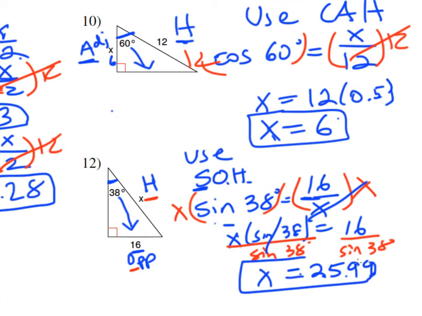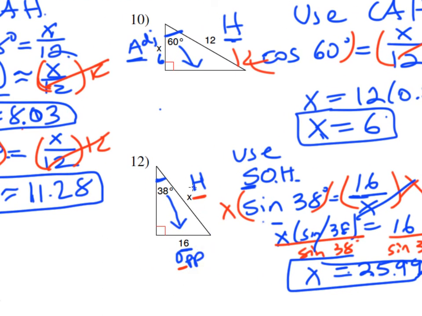Don't forget, you have to multiply both sides by x. It's the same thing as with the tangent, guys. All you have to do is think about whether we are using O and H, that's sine, or A and H, that's cosine. Everything else should be the same. You should be able to try the homework.